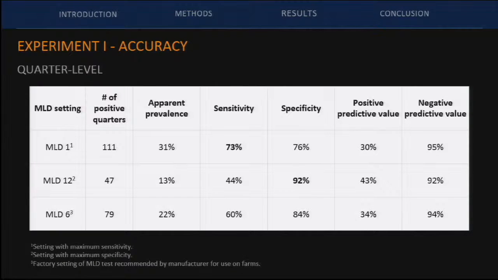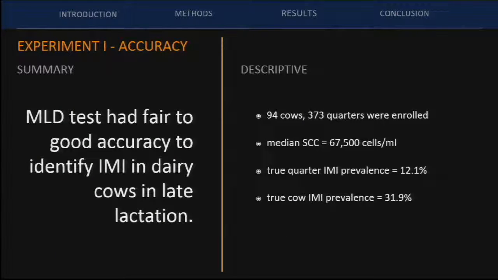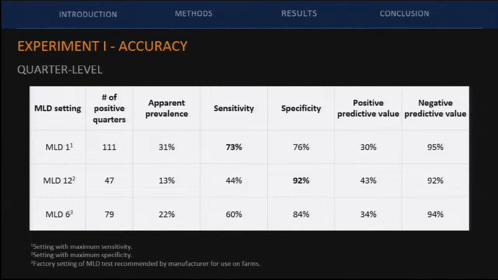which gave an apparent prevalence of 31%, which, if I show you the previous one, the true prevalence at the quarter level would have been 12%. So it would overestimate the prevalence. If you change the threshold, you can gain some specificity. So you go from 76% to 92%. But like in every test, when you move the threshold, you will change both sensitivity and specificity. So if you change that threshold, then you get a 44% sensitivity.